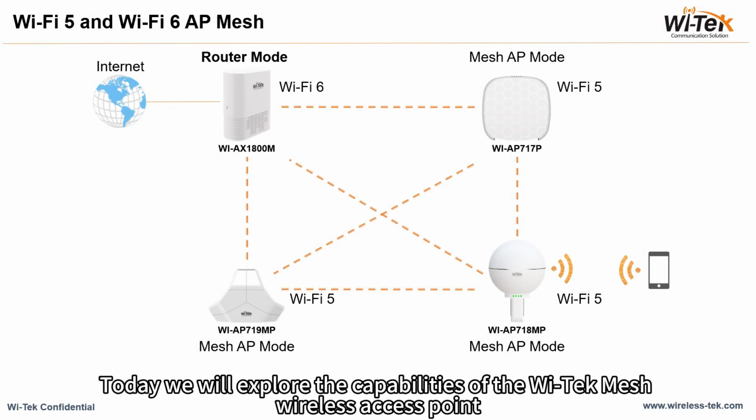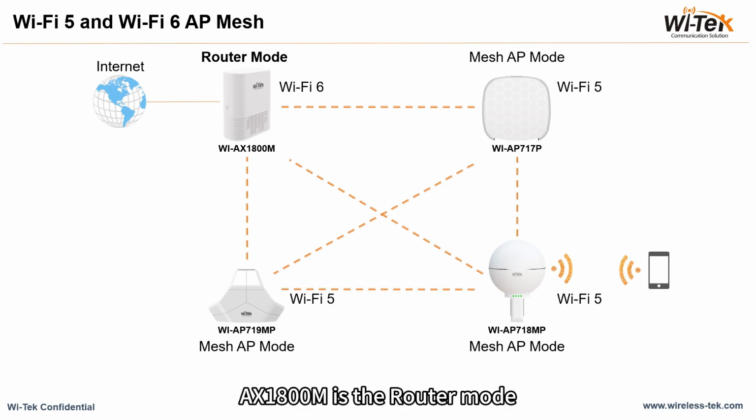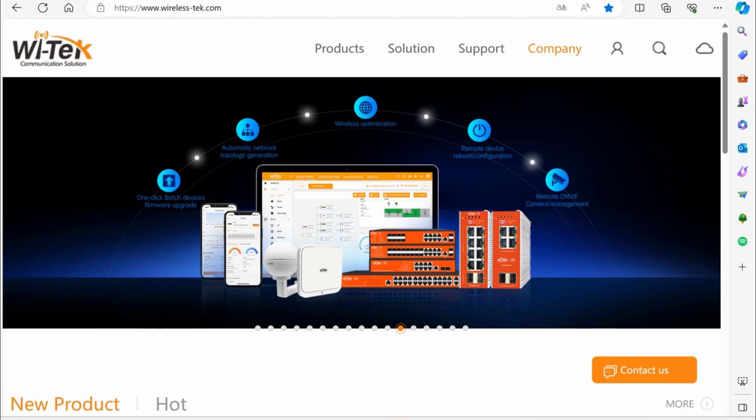Today we will explore the capabilities of the Wi-Tek Mesh Wireless Access Point. We will build the mesh network based on this topology. AX1800M is the router mode, others are Mesh AP mode, which means Wi-Fi 6 and Wi-Fi 5 AP can be meshed with each other. Let's start the configuration.